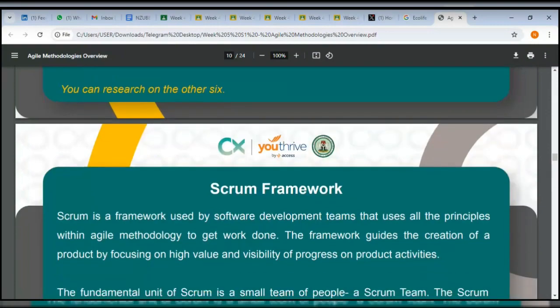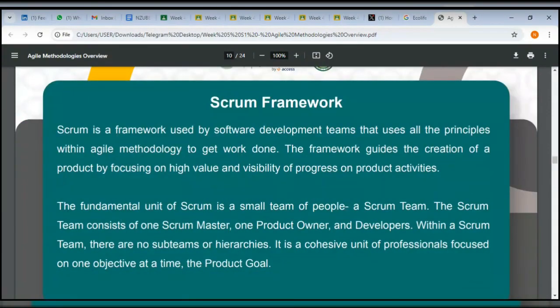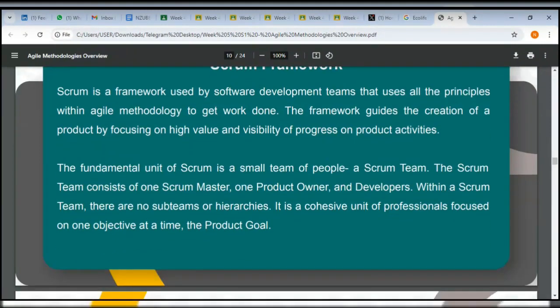So, Scrum framework. Scrum is a framework used by software development teams that use all the principles within Agile methodology to get work done. Like I said, Scrum is a framework used under Agile methodology or used by Agile teams to get work done, basically. And the framework guides the creation of a product by focusing on high value and visibility of progress on product activities.